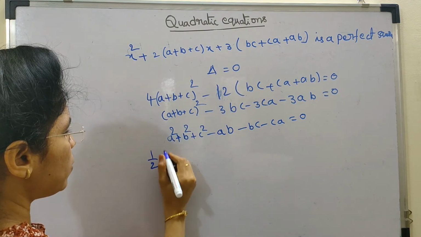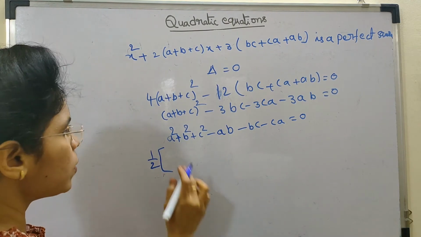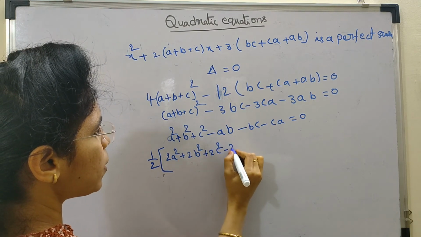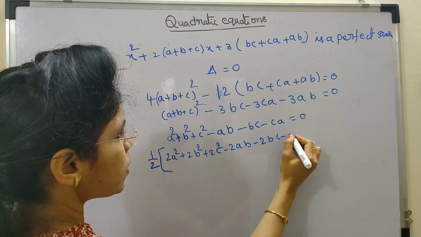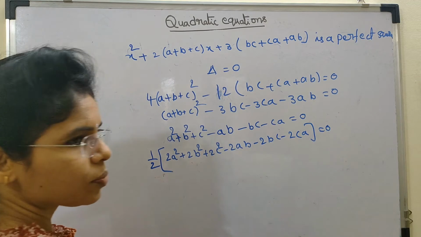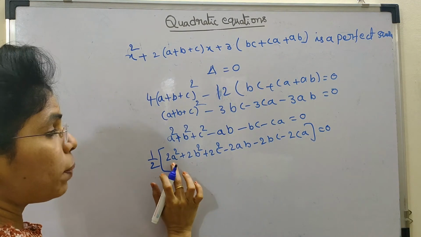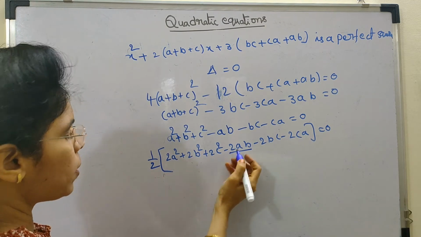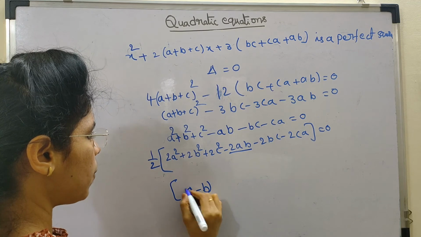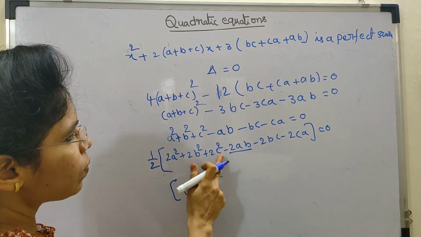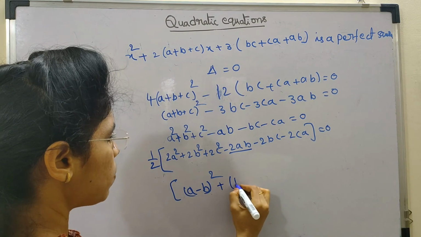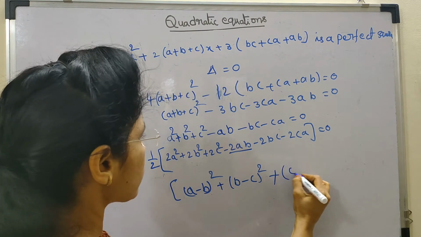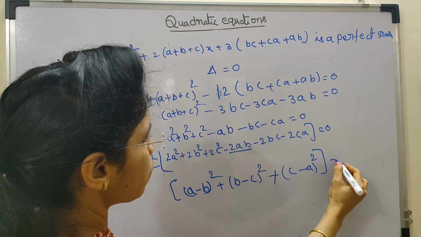Now I write it as 1 by 2 into 2a square plus 2b square plus 2c square minus 2ab minus 2bc minus 2ca is equal to 0. So take 1a square, 1b square and minus 2ab, so it becomes a minus b whole square. Again 1b square, 1c square minus 2bc, b minus c whole square. Again a square, c square minus 2ac, c minus a whole square is equal to 0.